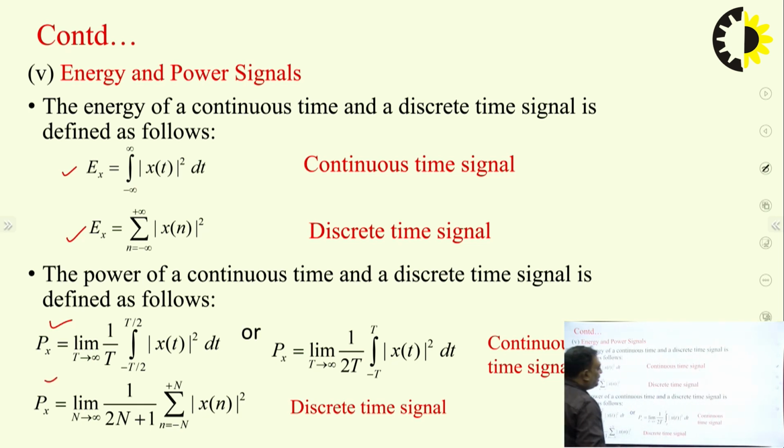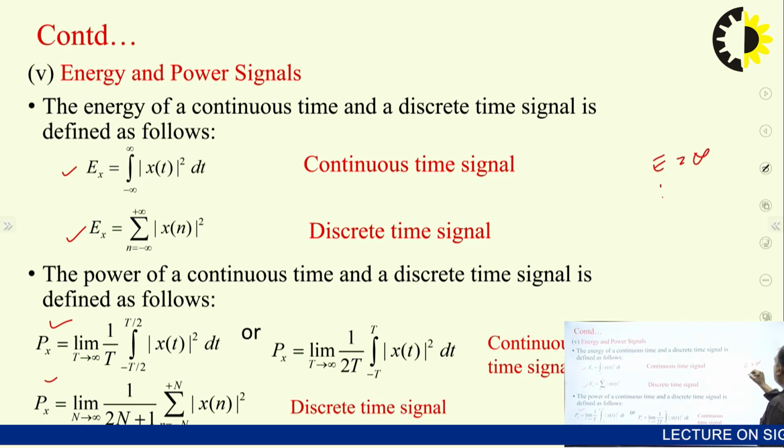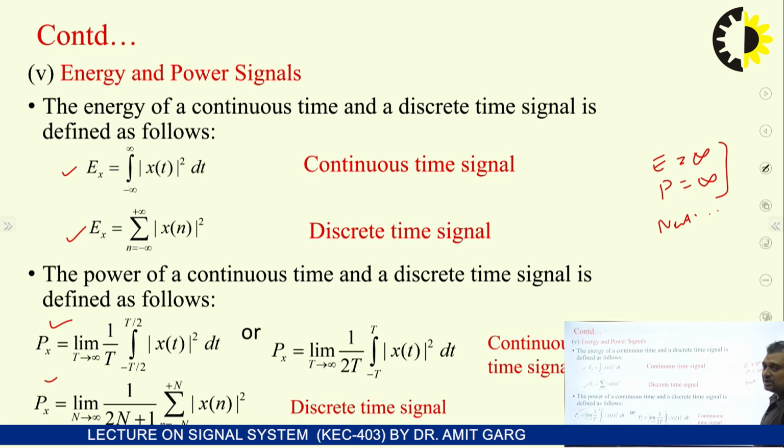If we have to determine whether a given signal is an energy signal or a power signal, we will calculate the energy and power of the signal. If the energy is finite and the average power is 0, then the signal is an energy signal. And if we see that power is finite but energy is infinite, then the signal is a power signal. But suppose you calculate and get that E equals infinity and power also equals infinity, then this is neither an energy nor a power signal.